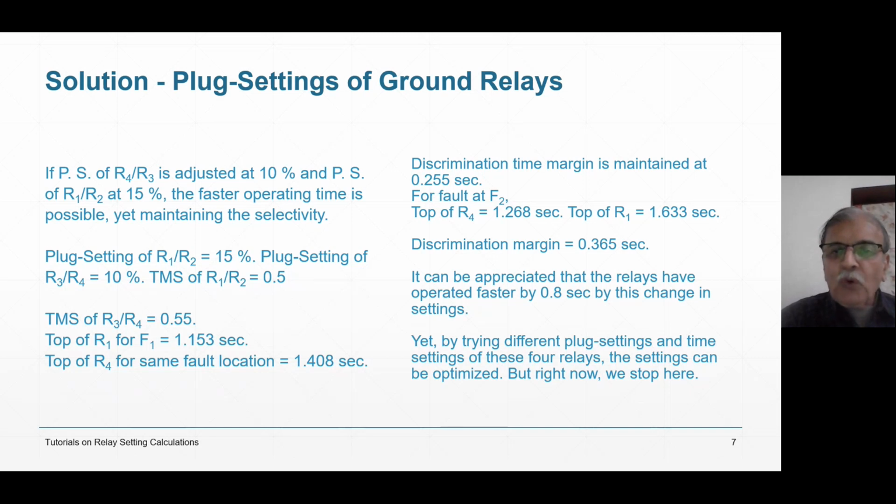Top of R4 for fault at F2 is 1.268 and top of R1 is 1.633. Discrimination margin is maintained.